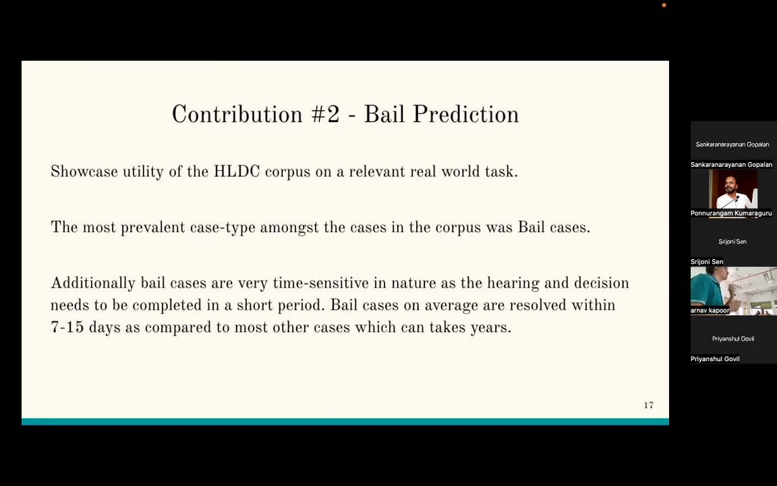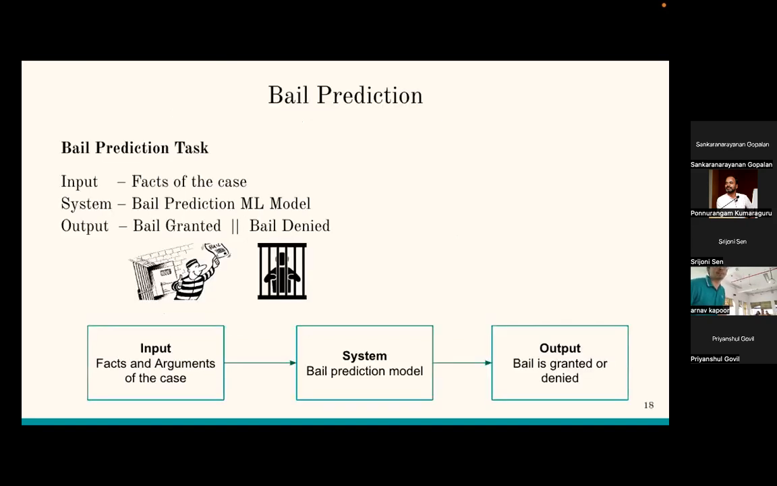Because these have to be processed immediately, otherwise the defendant or the person accused would remain in prison essentially. So these need to be processed immediately. Hence the time period to resolve them is like 7 to 15 days, as opposed to other cases which might take years to resolve. So keeping this twofold factor in mind, that being very time sensitive in nature, and second, these being the most prevalent case type, we went ahead with the bail prediction task.